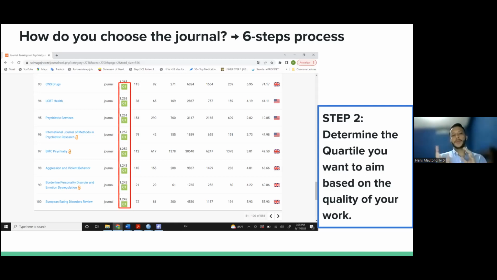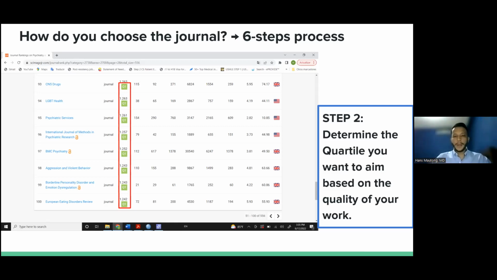Okay, so you have to determine what quartile you want to aim for. It's not mandatory to just aim for Q1. You can aim for Q2 or even mix it up. Some low tier Q1 and high tier Q2 will also make a good choice for you.